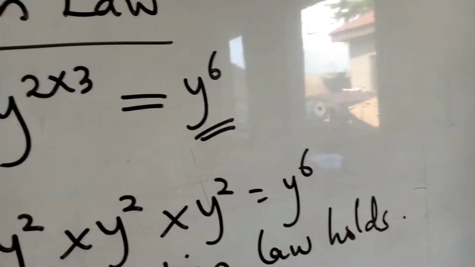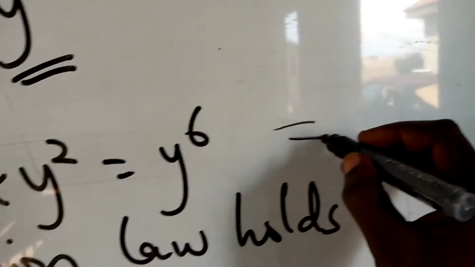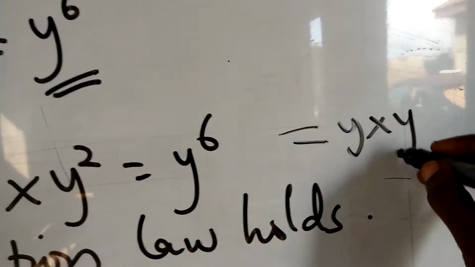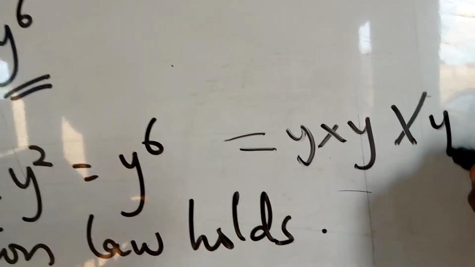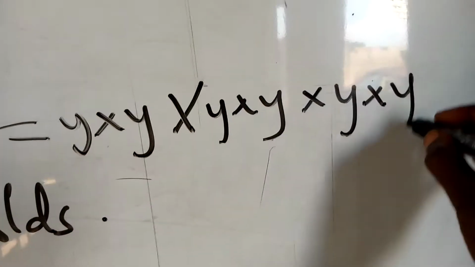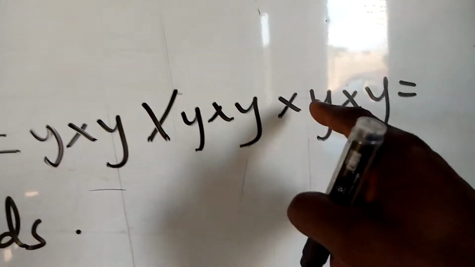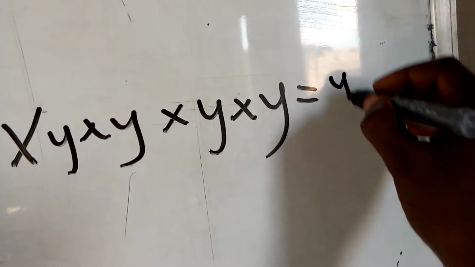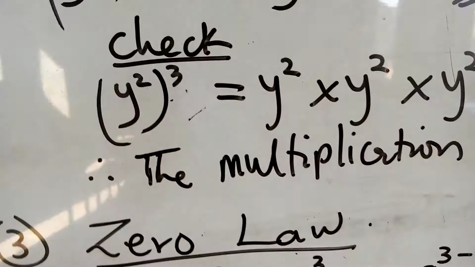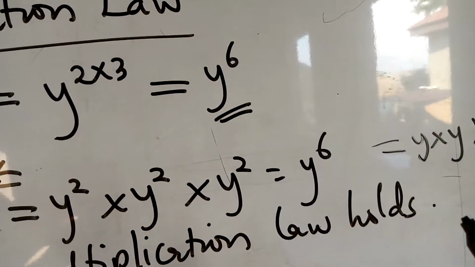You see, if I decide to expand this, look at it. I can do it this way also. Y raised to power 2 is the same thing as y times y, another y raised to power 2, y times y, another y again times y times y. That's it. Y times y squared times y cubed times this y raised to power 4 times this y raised to power 5 times this y raised to power 6. So you can see that. So we are doing the same thing, right? So now, by this, the multiplication law holds.